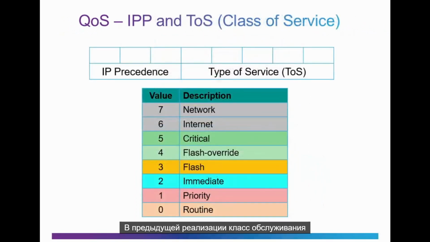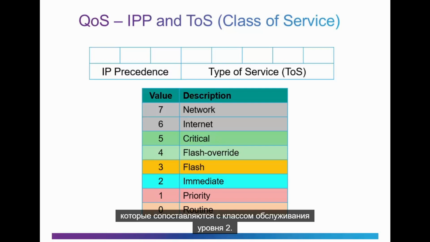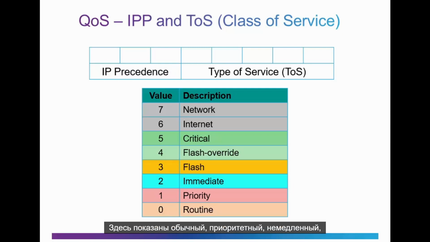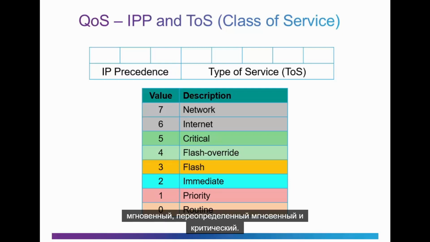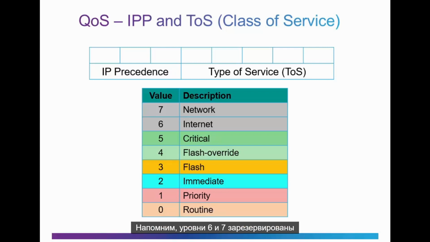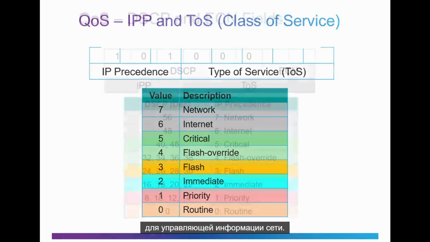In the older implementation, class of service at Layer 3 was implemented using IPP and TOS. The IP precedence is 3 bits, and the type of service is 5 bits, and you can see them there in the 8 bits. The classifications have 8 levels, which map to the Layer 2 class of service. You can see there routine, priority, immediate, flash, flash override, and critical. Once again, values 6 and 7 are reserved for network control information.